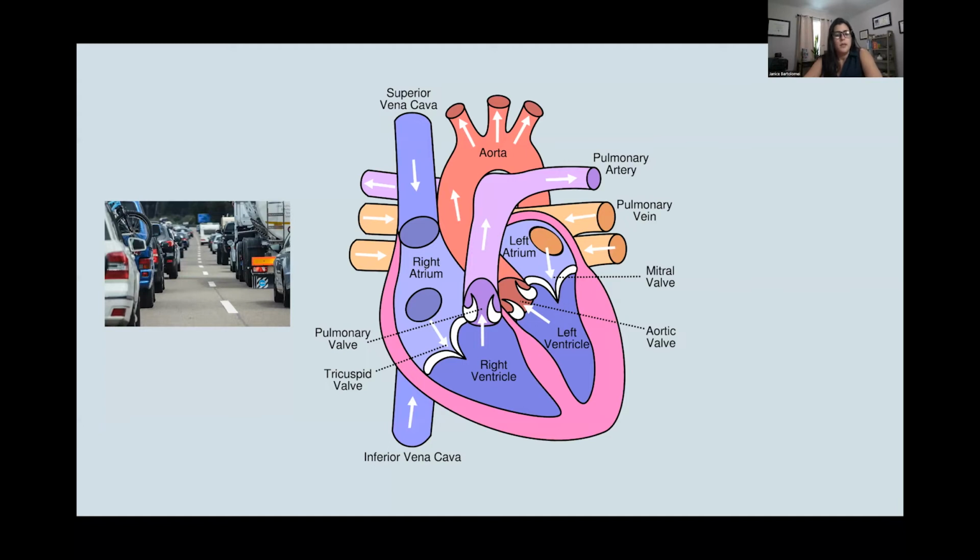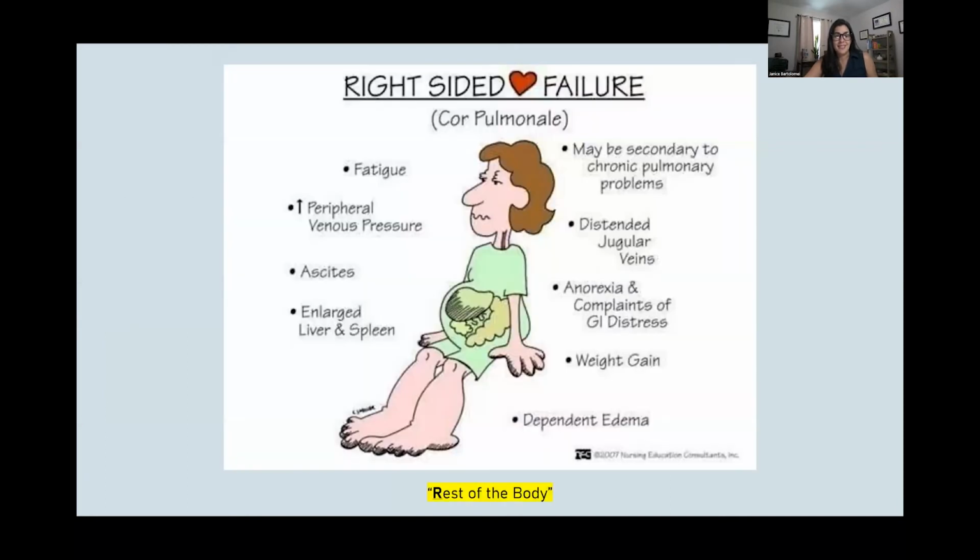So that's why left-sided heart failure has lung symptoms, okay? So when you're trying to figure out the symptoms, you need to understand where the blood is coming from. And think about a traffic jam. That's my tip to you. All right, so let's look at the symptoms.